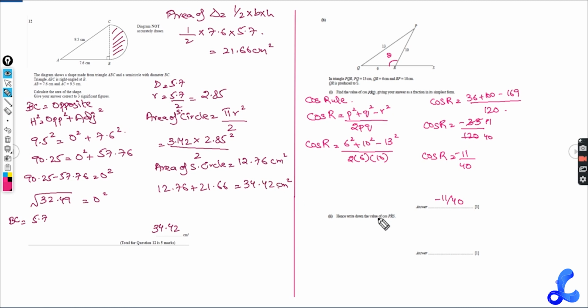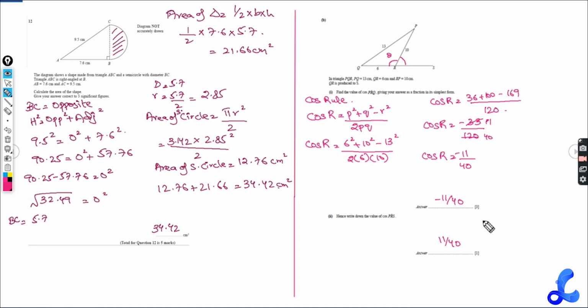Alright, so now the next question that you have is part 2, which tells you that hence write down the value of cos PRS. So you have to actually find out PRS now. So if you have negative 11 over 40 over here for PRQ, then PRS would automatically become positive 11 over 40.